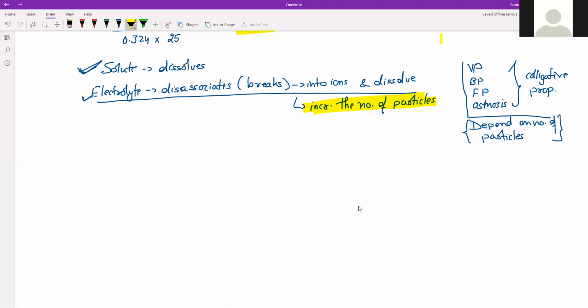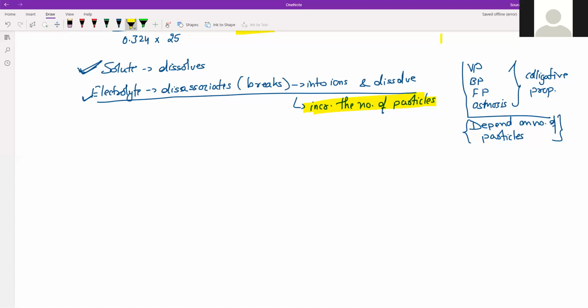So the colligative effect of an electrolytic solute or electrolyte solution is always greater than that of a non-electrolyte of the same molar concentration. I think that is clear, that these colligative effects or properties which we are going to study or find out will be impacted by the electrolytic solutions.